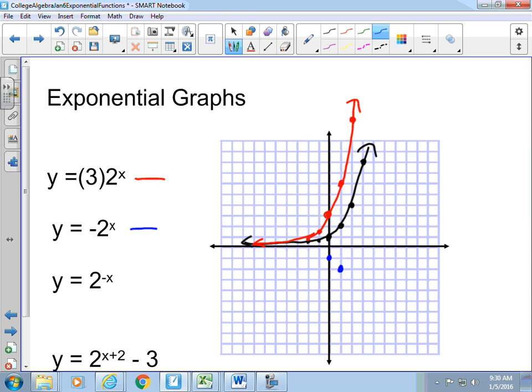We had started with absolute values, we had started with quadratics, we had started with cubics. This time we're starting with an exponential. All the transformations are the same. Again, you don't have to have this many points. The more points you have, the more accurate your graph is.